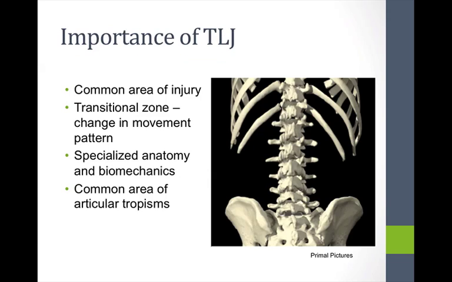The thoracolumbar junction is a transition zone between the kyphotic thoracic spine, which primarily rotates, to the lordotic lumbar spine, which primarily flexes and extends. It demonstrates specialized anatomy and biomechanics, and it is also a common area for articular tropism.